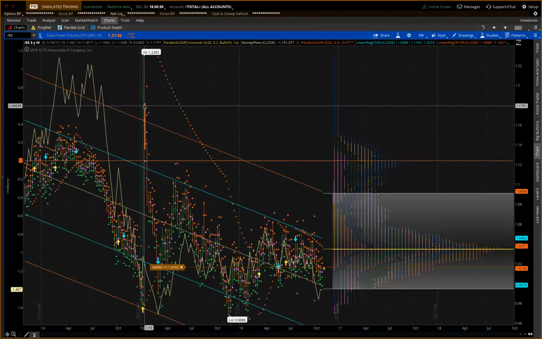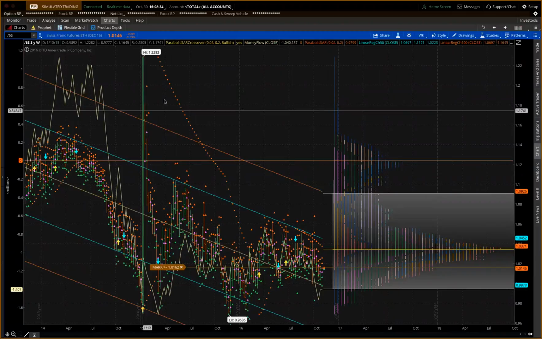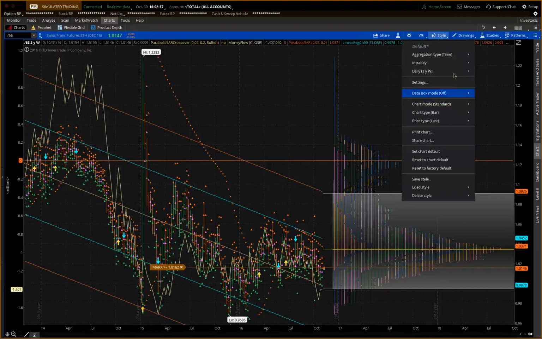You can see when it came off the pegs. Let's see here.